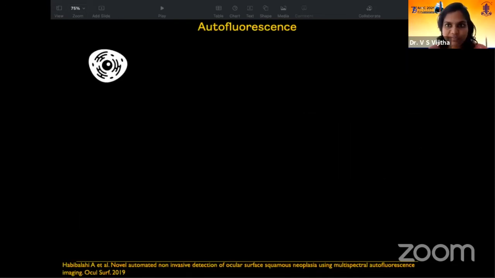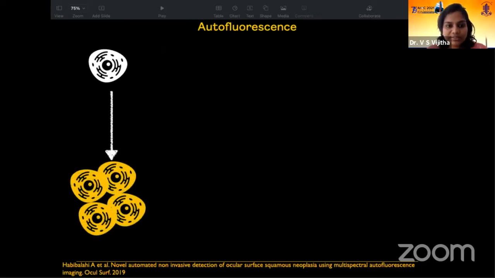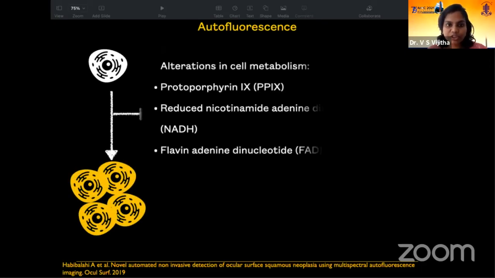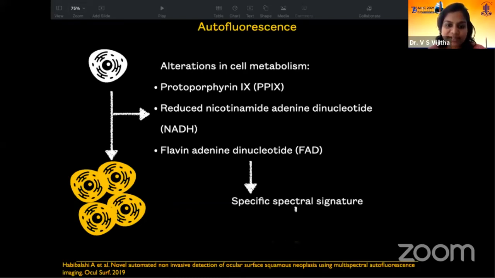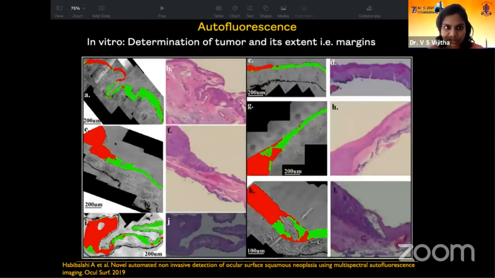Before I conclude, I will touch upon this concept of autofluorescence. When cells undergo a malignant transformation, there are significant alterations in the cell metabolism, which cause variation in the levels of protoporphyrin, NAD, and FAD. And this results in a specific spectral signature that is employed in autofluorescence.